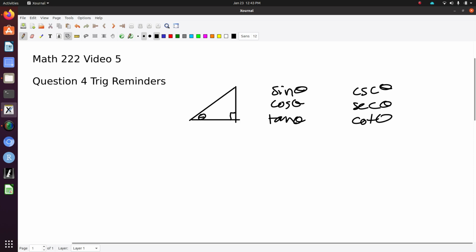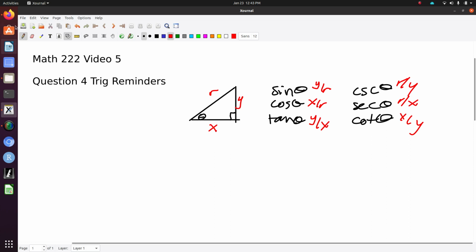Okay, that's going to be y, x, and r. Sine is y over r. Cosine is x over r. Tan is sine over cosine. You get all your reciprocals. You should remember all these guys.